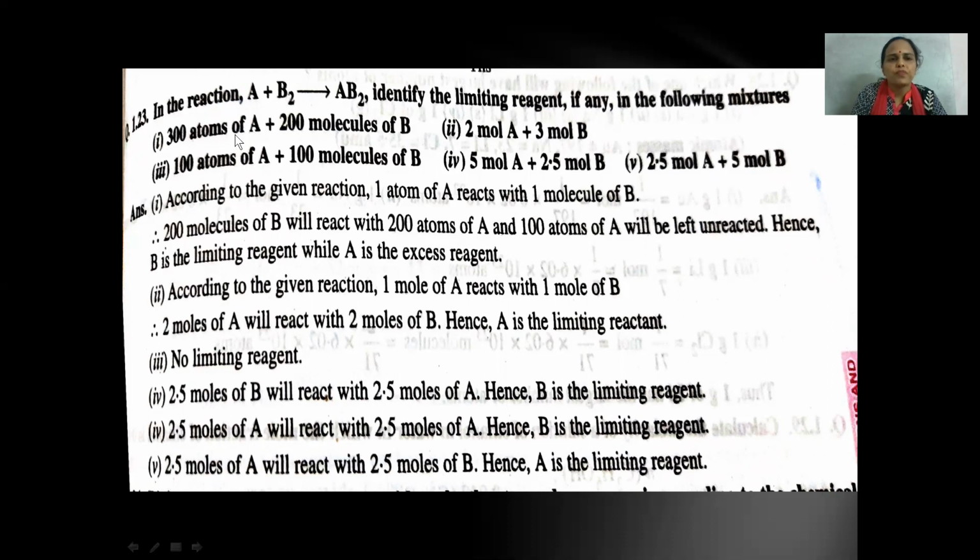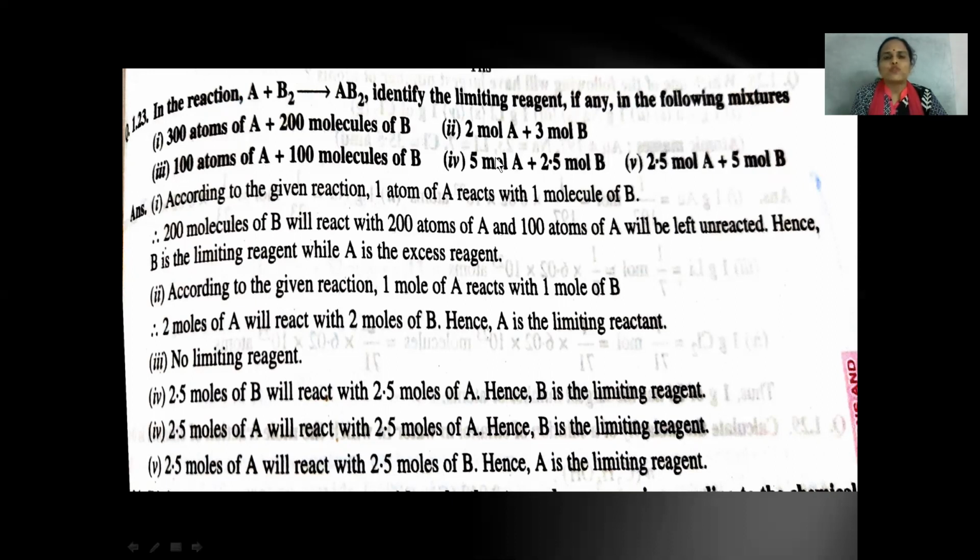The first part of the question is 300 atoms of A plus 200 molecules of B. Here you can see B is present in less amount, so 200 molecules of B is your limiting reagent. So B is your limiting reagent, and the other one is the excess reagent. A is present in excess.